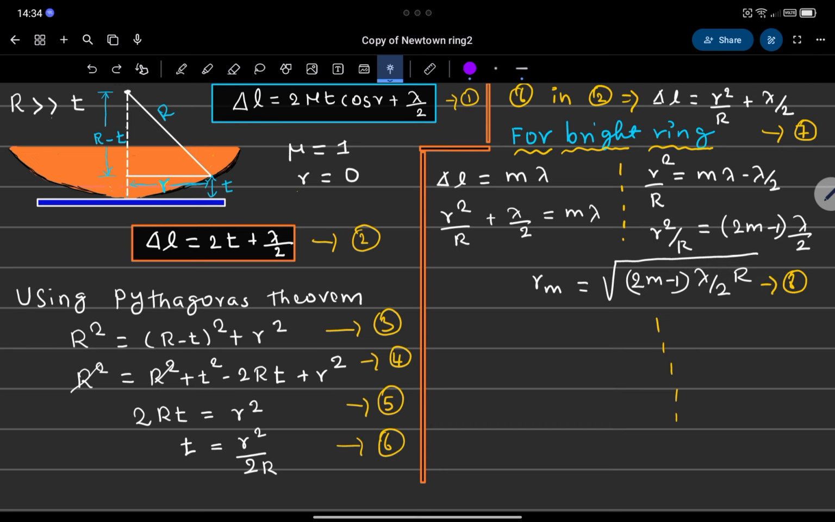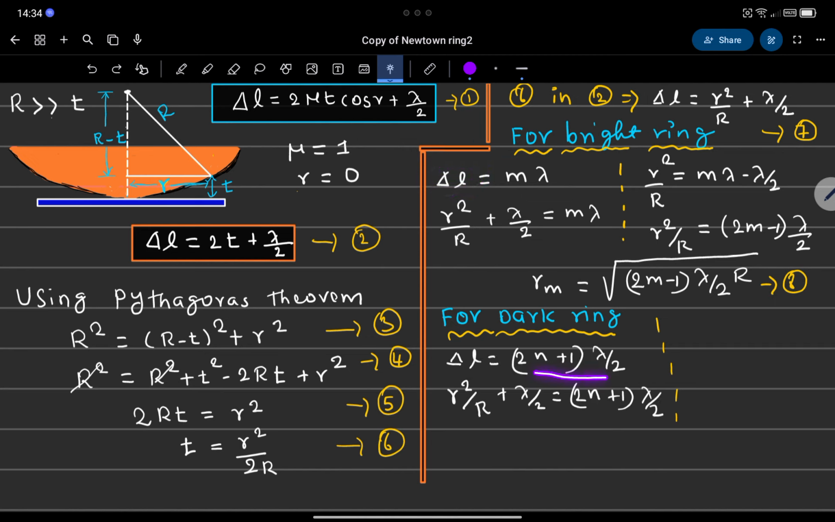Next, for the dark ring, the path difference should be a half integral multiple of the incident wavelength, that is 2n plus 1 lambda by 2. Putting the expression for delta L from equation 7 gives this equation, and rearranging it gives the radius of the nth dark ring equal to the square root of n lambda R. Here you can see the radius of the nth dark ring goes like the square root of n. So as we increase the distance from the center, the rings become more crowded.